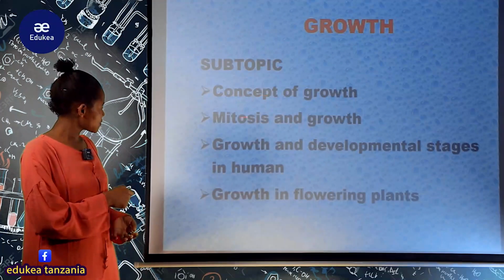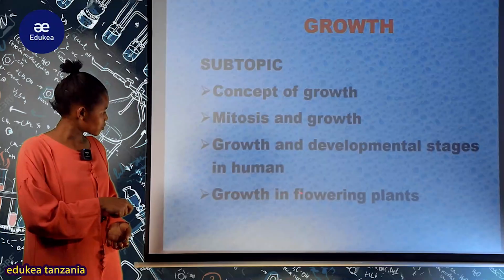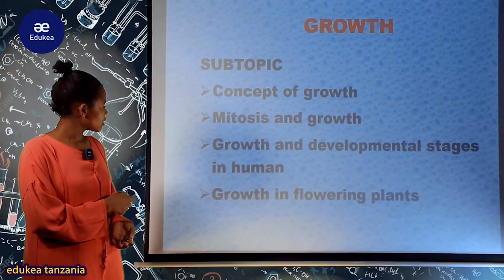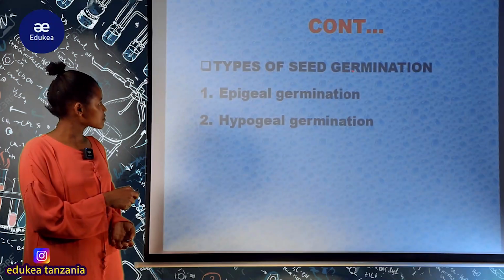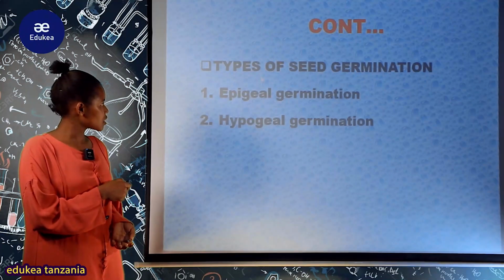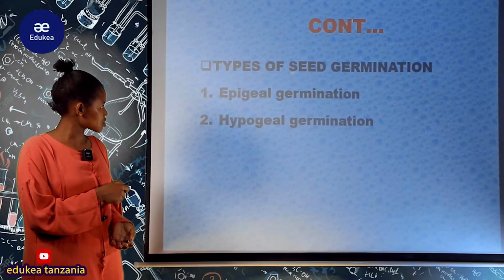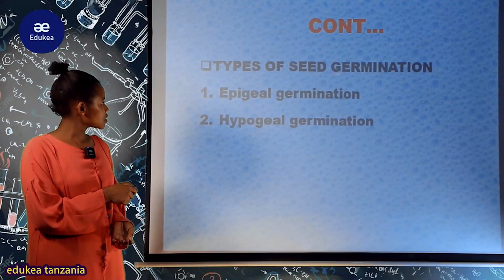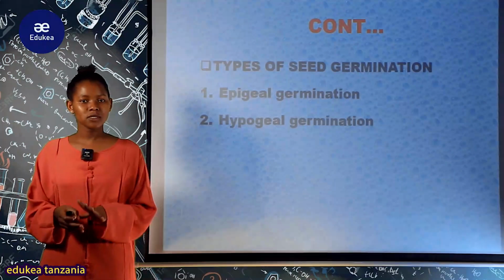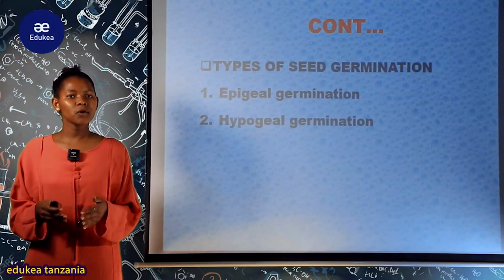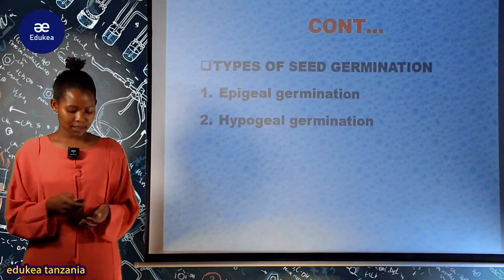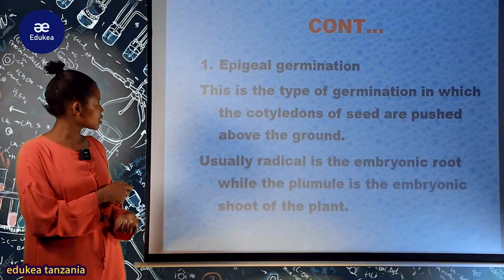We are at the subtopic of growth in flowering plants, and we are going to look at the types of seed germination. As an introduction, we saw it in the last session. There are two kinds of seed germination, epigeal and hypogeal germination, and now we are going to look at their meanings, starting with epigeal germination.